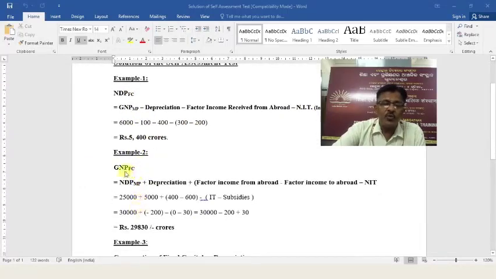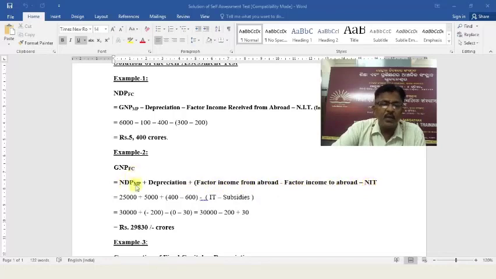In example number 2, GNP at factor cost, how will you go? As per the example, net domestic product at market price was given. So you have to go to the gross, so depreciation is to be added. Then from domestic you want national, so you have the domestic concept. You have to add the NFIA, net factor income from abroad, that is factor income from abroad minus factor income to abroad. It was given in the example.